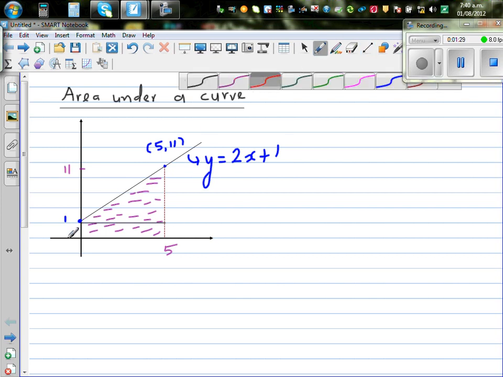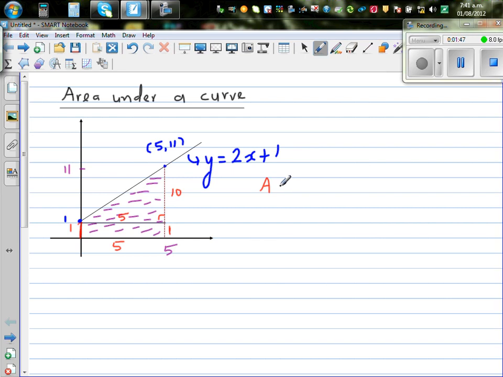this height is 1. I hope you can see that. This is 1, this is also 1, and this width is 5. So this is also 5, and we know this height is 11, so this would be 10. Okay, so the area, without using calculus, would be the area of the rectangle, which is 5 times 1.